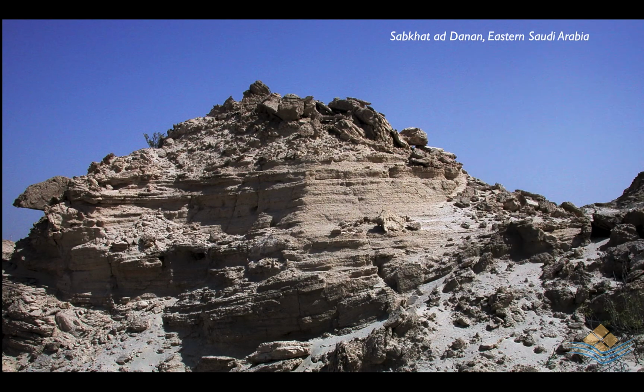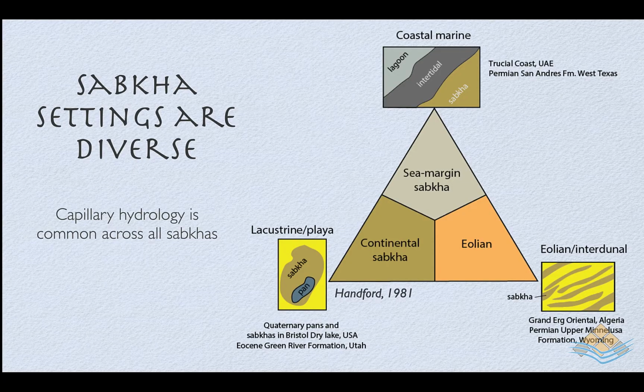So around the edges of Sabkha Adnan in eastern Saudi Arabia, we see gypsum aeolian sand dunes. And here's a section through one of these now partially eroded gypsum dunes on the edge of Sabkha Adnan. So all of our salt flats or sabkhas we can divide into three basic types.